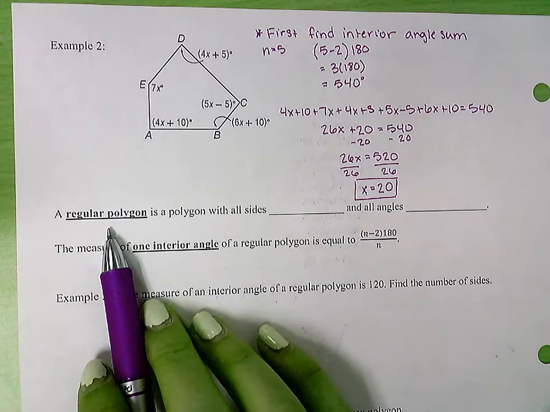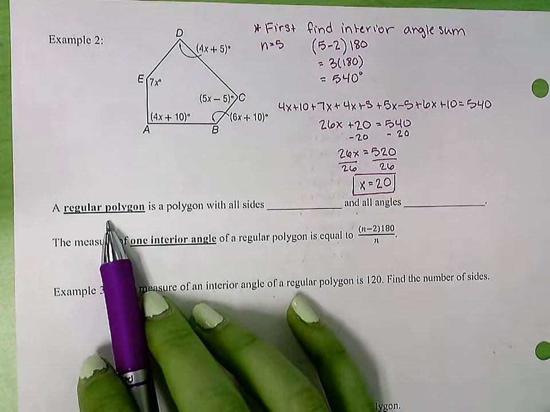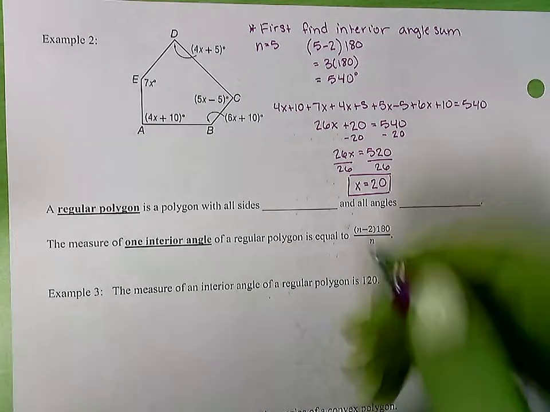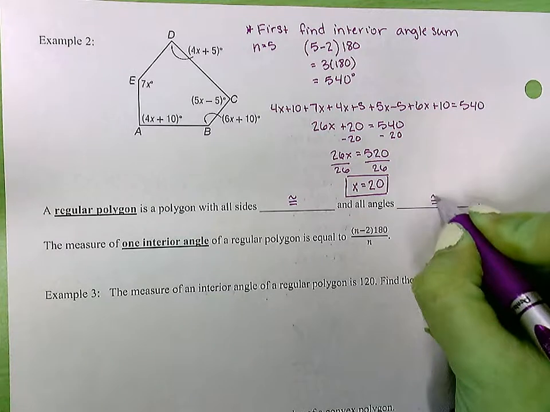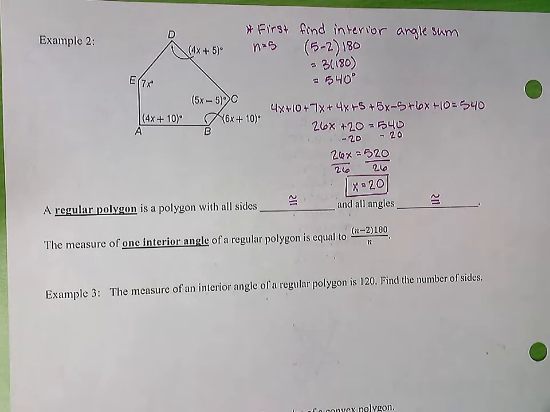Moving on, we have a regular polygon. This is a polygon with all sides that are congruent and all angles that are congruent. So in a regular polygon, all of your sides have to be equal to each other. They have to be that same length. And all of your angles have to be the same degree. That's what makes it a regular polygon.